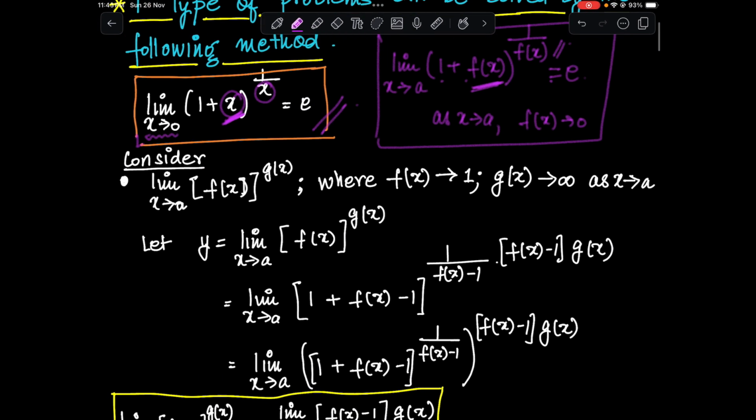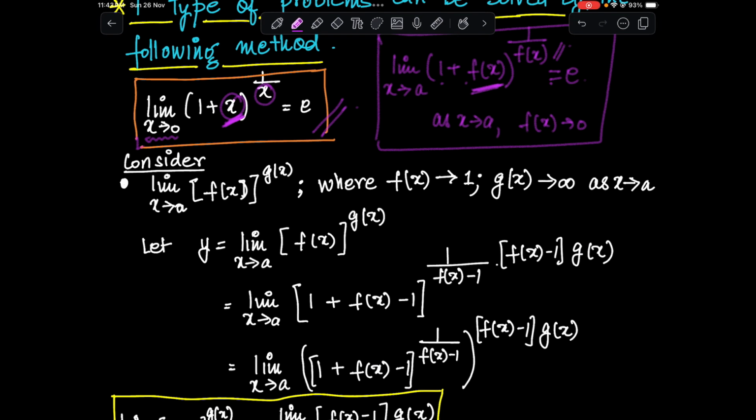Now, let us see the problem. Whenever you get a problem in 1 to the power infinity form, of course, you have a function and a function as a power. So, I took a general form for that. It is limit x tends to a, f of x whole power g of x. Also, they have given that f of x goes to 1 and g of x goes to infinity as x goes to a. That means it is making 1 to the power infinity form.